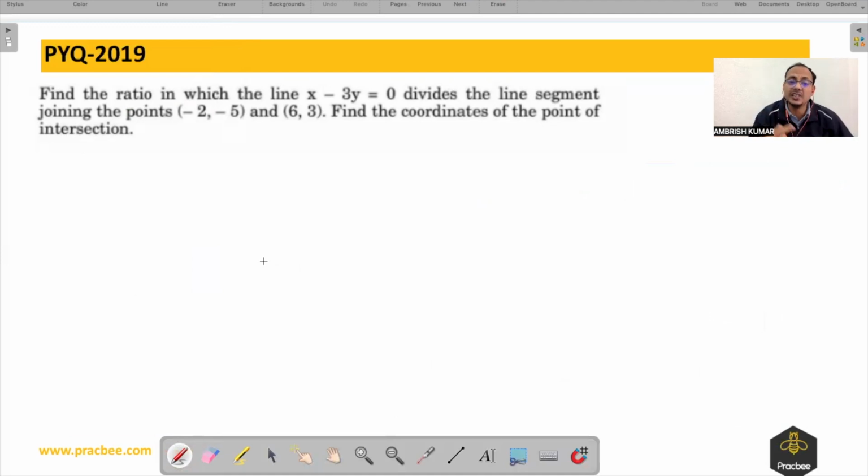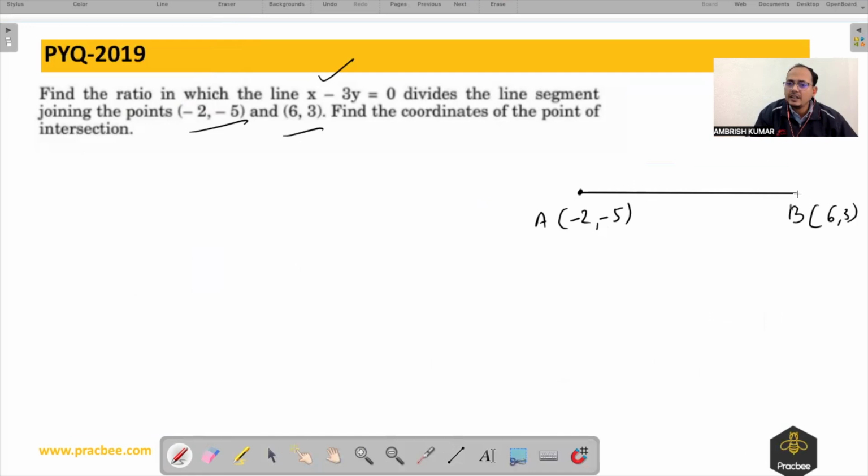So find the ratio in which this line divides the line segment joining this point and this point. And then we have to find the coordinate of the point of intersection. So just see, we can make a random figure like these are the points. We can give names to the points like A is (-2, -5). The B point is (6, 3). And then we just have a random line dividing the join of AB in some ratio. That ratio we can take as lambda : 1.